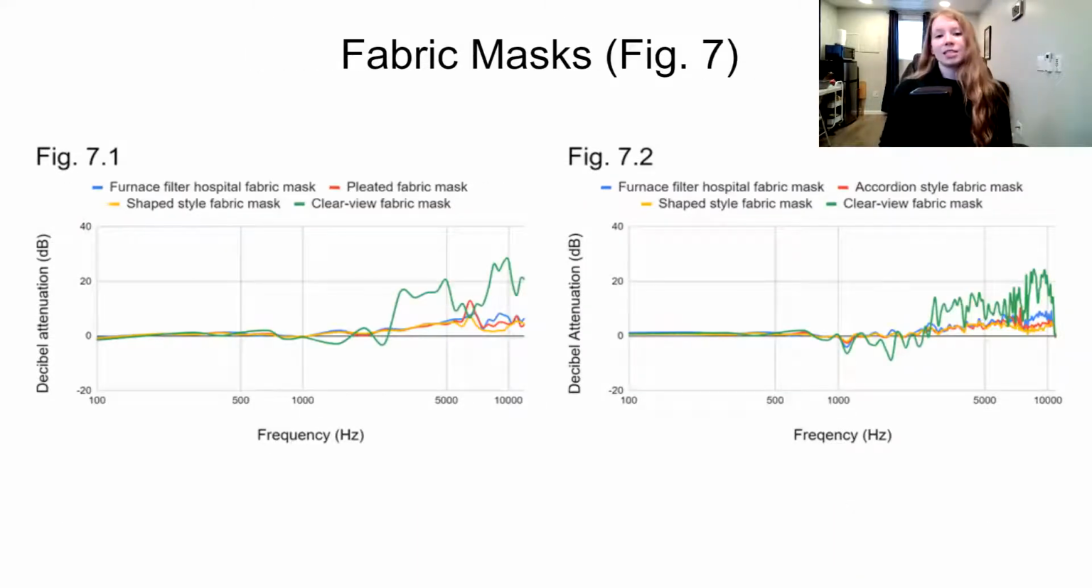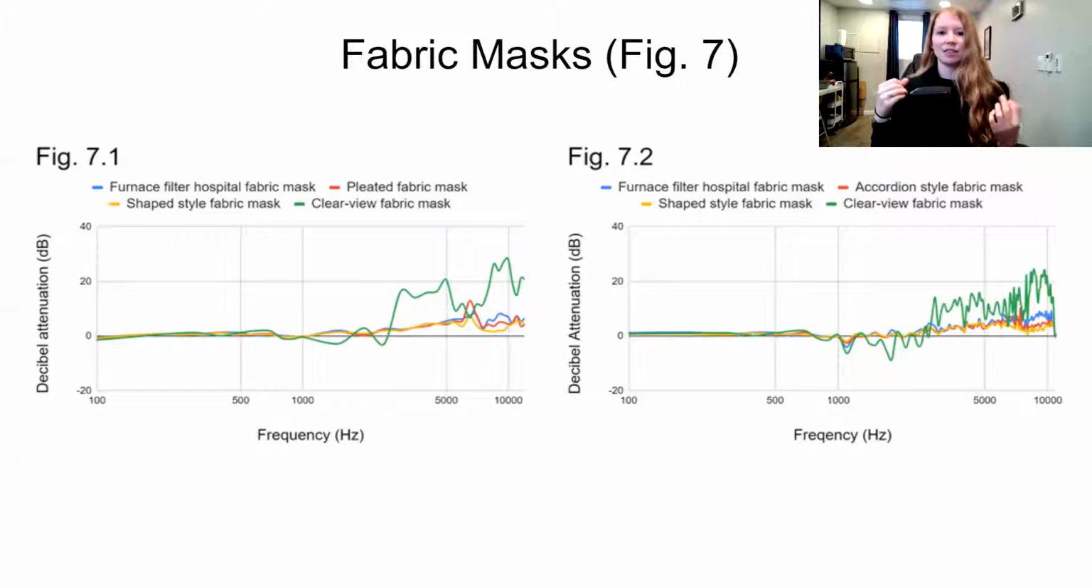In terms of looking at fabric masks, especially as the CDC is recommending homemade masks for environmental concerns, I compared the furnace filter hospital fabric mask, pleated fabric mask, shape style fabric mask, and Clearview fabric mask against each other. With no surprise, the Clearview fabric mask did attenuate the most, again supporting Sadie as referenced before from 2016, followed by the furnace filtered hospital fabric mask, and then the accordion style fabric mask, followed by the shape style fabric mask. Something in particular to note on this slide is that the shape style fabric mask attenuated fairly significantly less than the accordion style fabric mask.